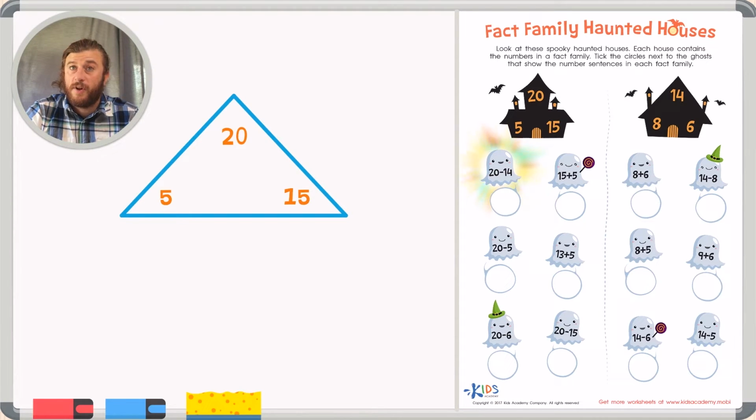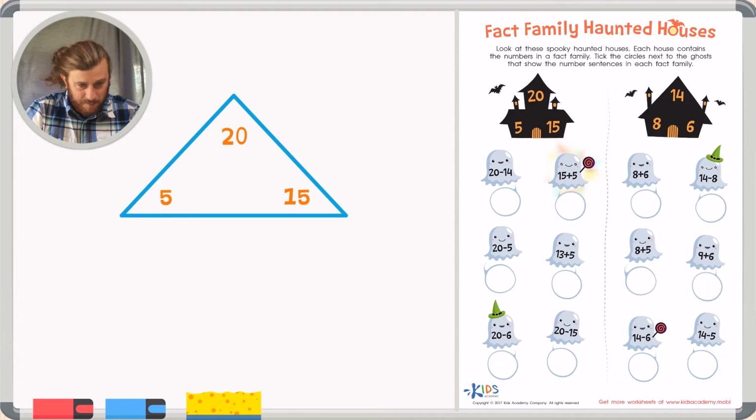So let's take a look at this first problem. 20 minus 14. Already I'm starting to think to myself, this one doesn't belong inside the fact family because I see the number 14, and that's not a part of my fact family. So already I know that's not correct. Let's look at the next one.